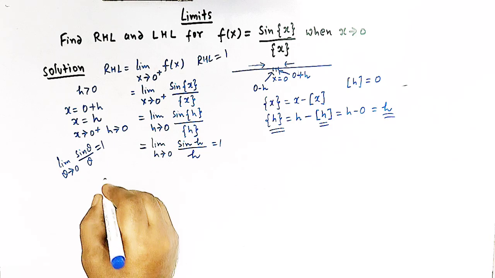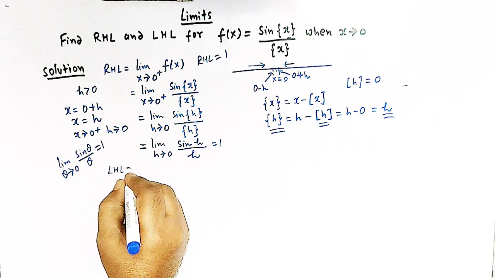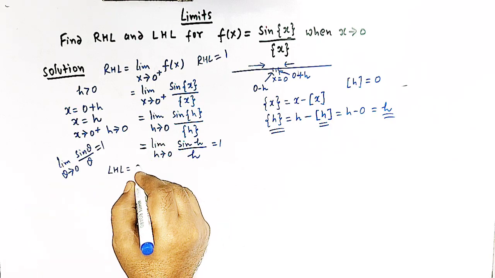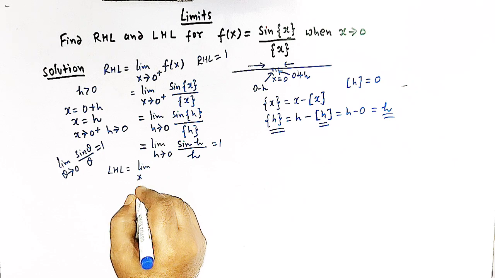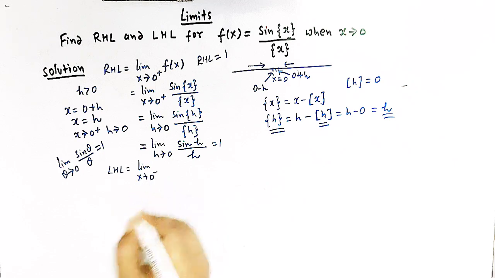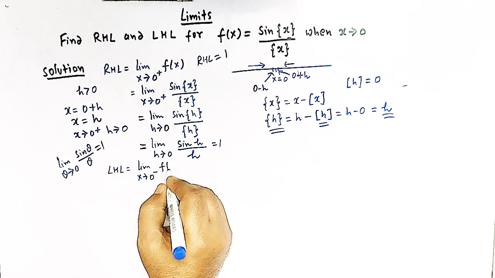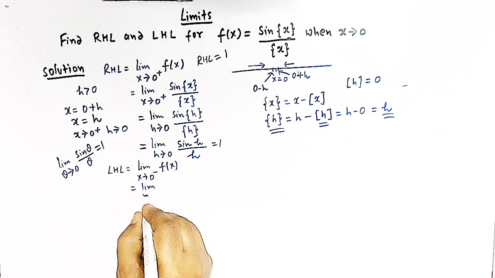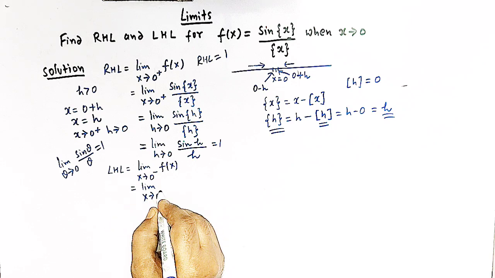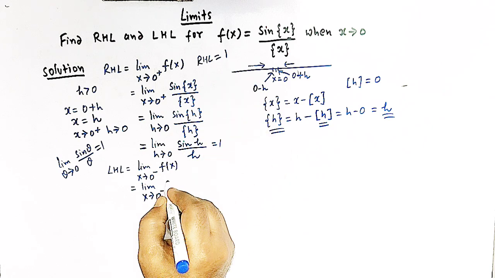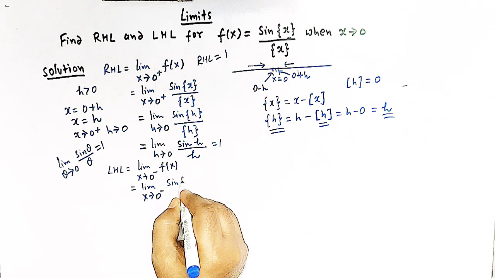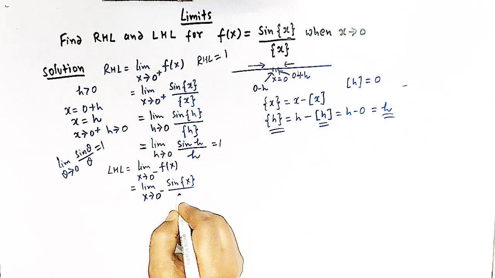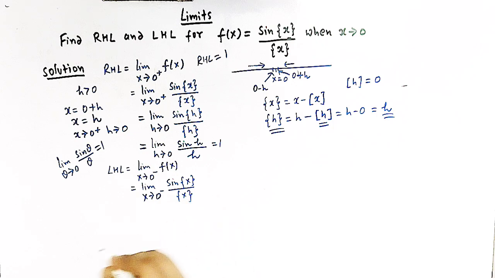So now let us calculate the left hand limit. The notation for left hand limit is given by limit x tends to 0, and here we put a negative sign, and here we have f of x. So now we have limit x tends to 0 minus, and f of x is given by sine of fractional part of x divided by fractional part of x.